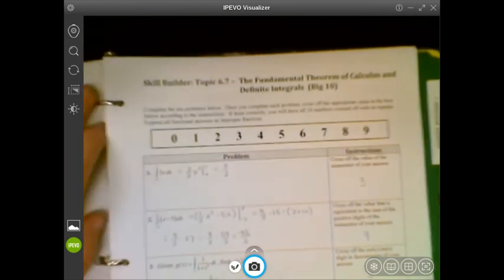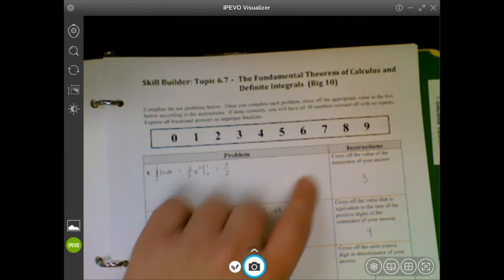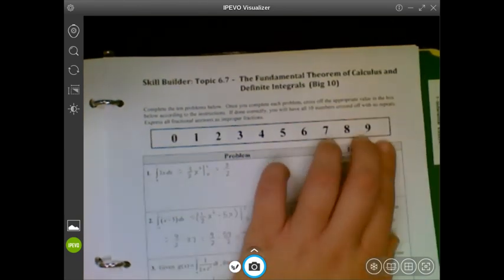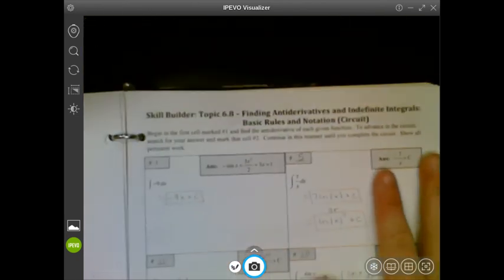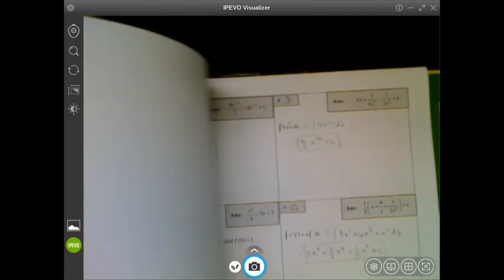All right, so that is it for our notes for today. So in terms of your homework in your packet, the next one, I was going to have you do this in class. And so it's a Big 10, so it's just whatever you get. All of your answers, you should have the numbers 1 through 9 completely. So I'm going to have you skip that one for now because I want you to do the circuit. So you're going to do topic 6.8, the circuit here. And it is a little bit longer, but you should have time on Monday, right?